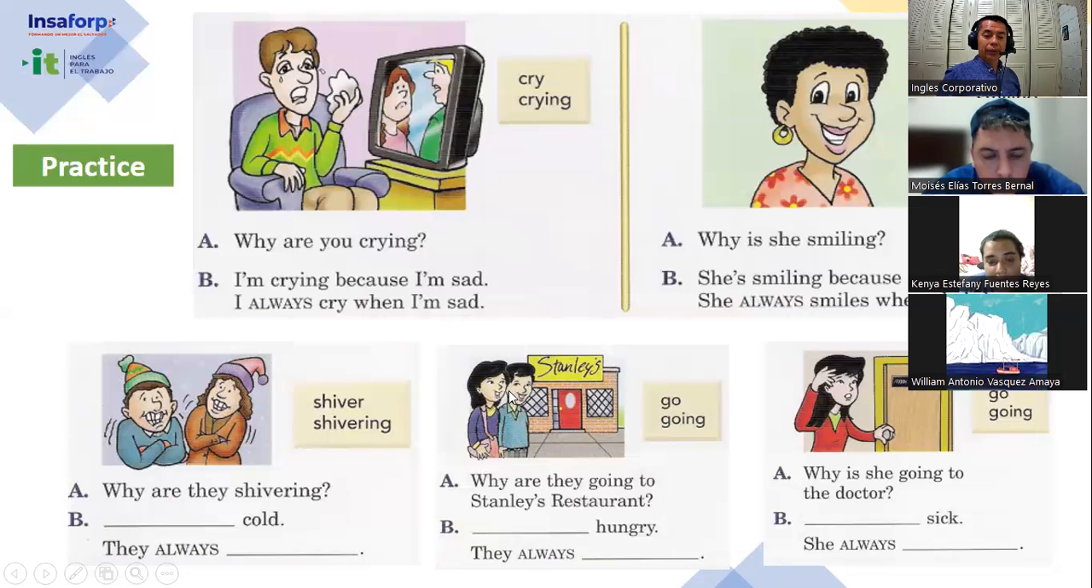Because they are hungry. They always stay in a restaurant when they are hungry. When they are hungry. Very good.